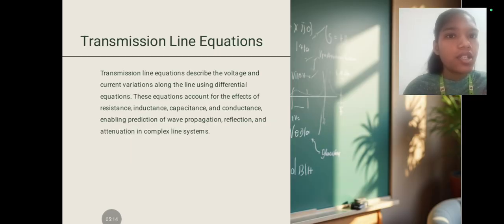Transmission line equations. Transmission line equations describe the voltage and current variations along the line using differential equations. These equations account for the effect of resistance, inductance, capacitance, and conductance, enabling prediction of wave propagation, reflection, and attenuation in complex line systems.